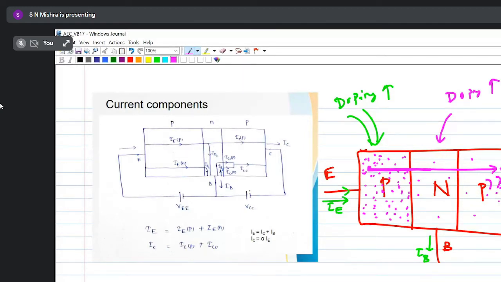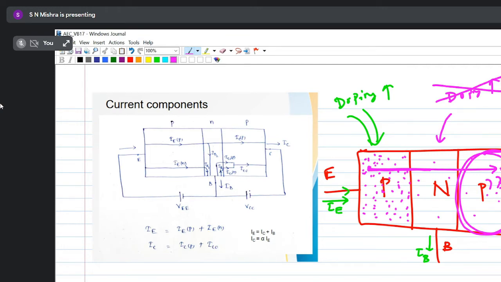नो सर. So my aim is to collect the carriers which are emitted from the emitter to reach at the collector. Okay. So if I dope more in the base region, so more number of recombinations will happen. Whatever I am expecting to reach at the collector, that will not happen. So doping is very less in the base region.